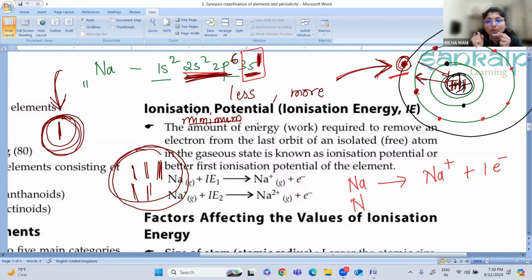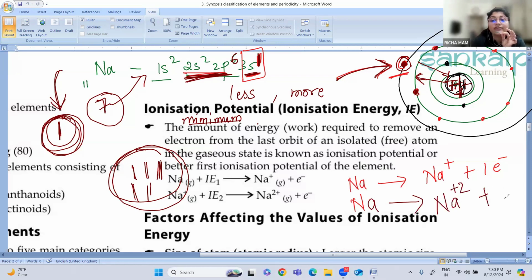Now one person has already left the group. Suppose you have a group of 7. Already one person has left your group. Now what will others do? Others will hold each other tightly. They will not let others leave. The same way applies here. The nucleus will not tend to leave these other electrons. So if you take the electron also, the energy required will be more.